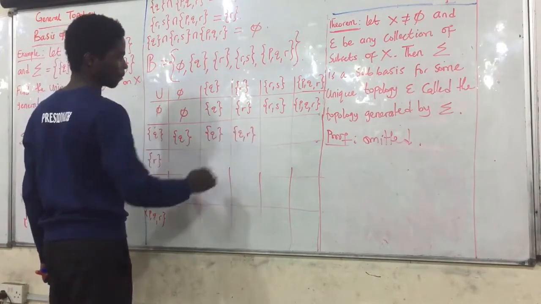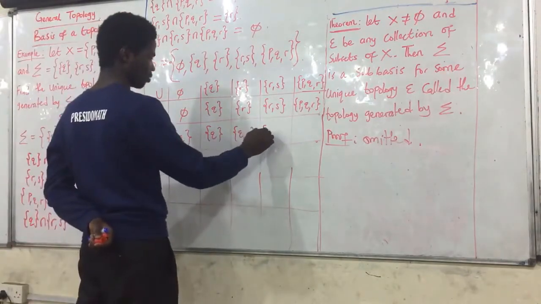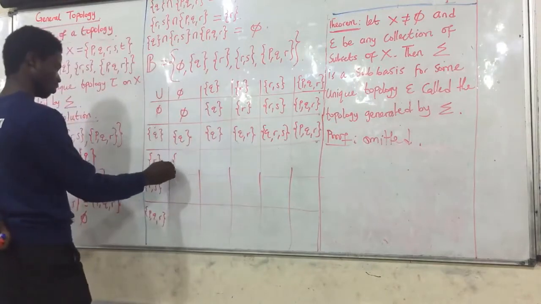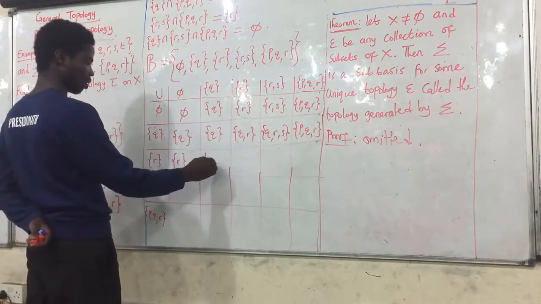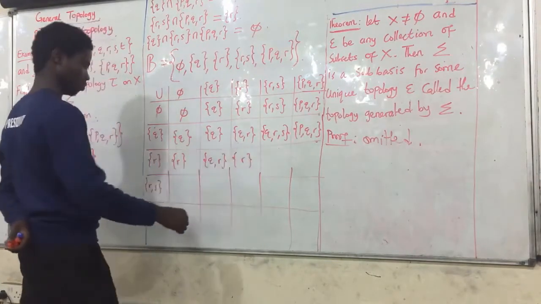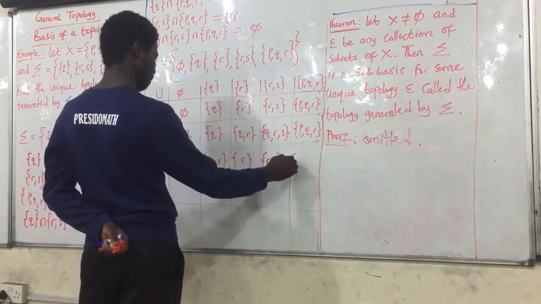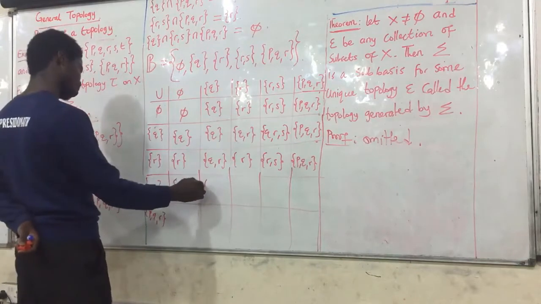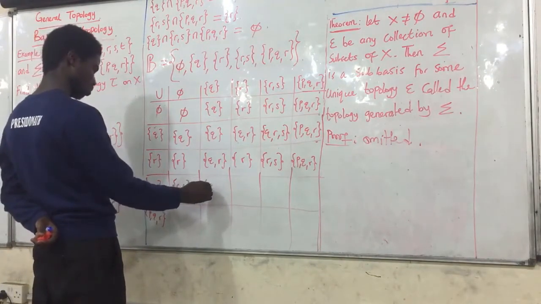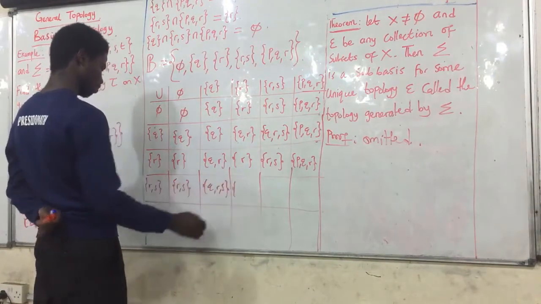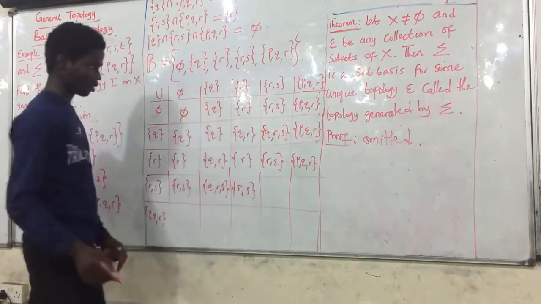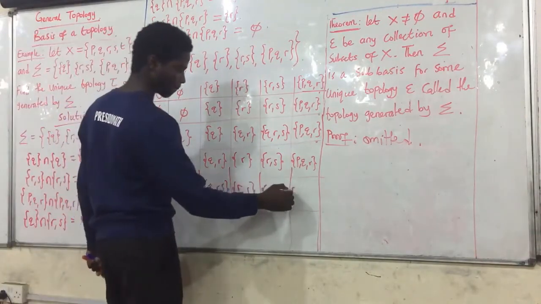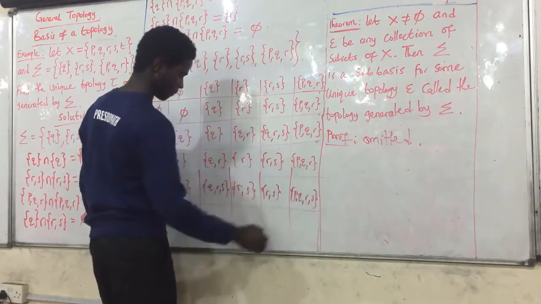Then this one there, Q R S. P Q R. Someone give me R. Q R. S. R S. Q R S. R S. P Q R S. And this one.